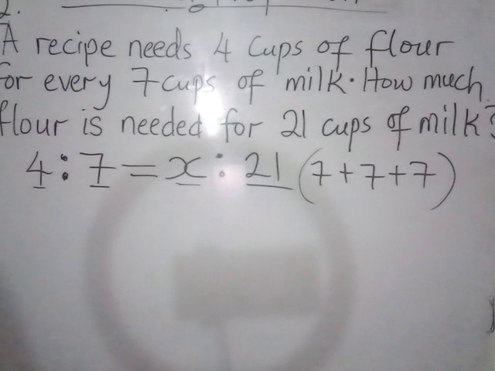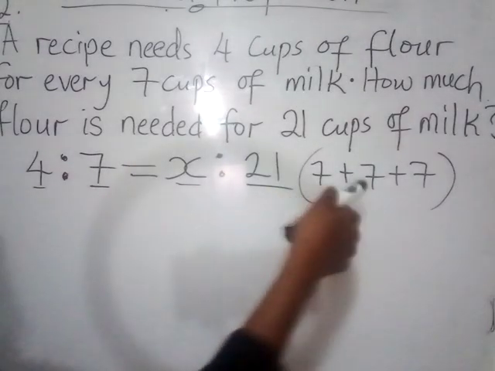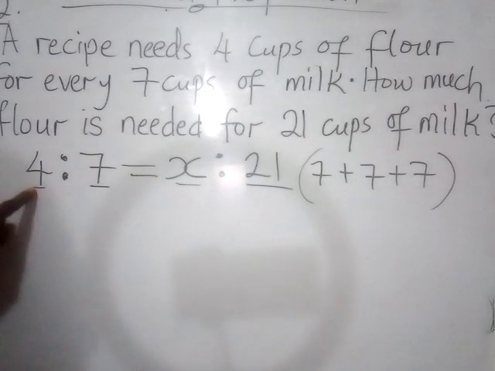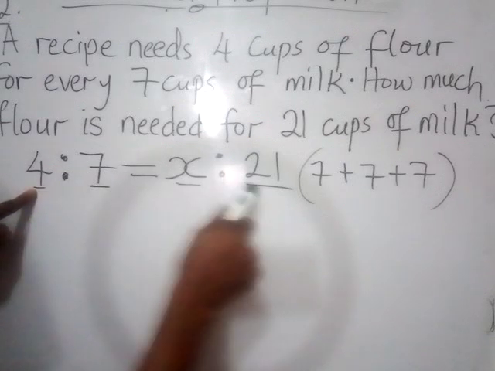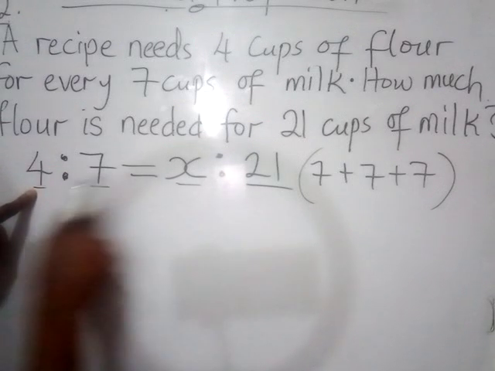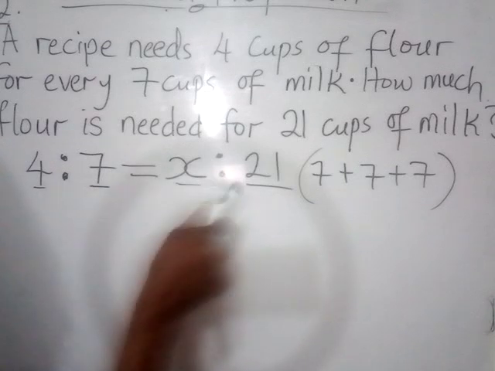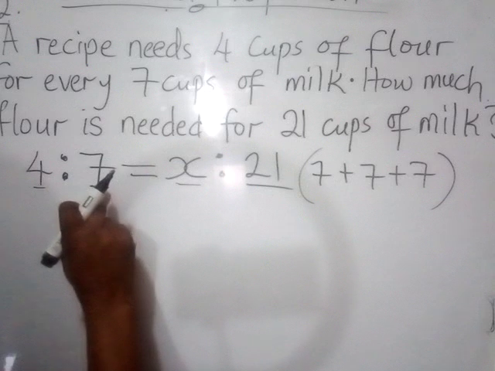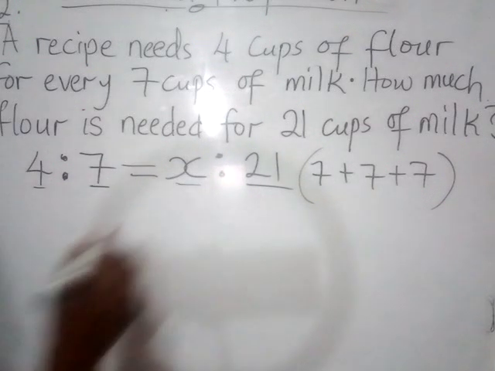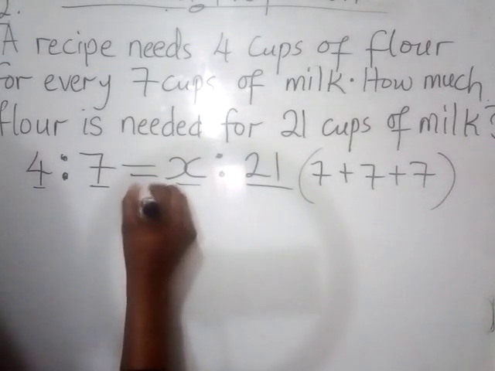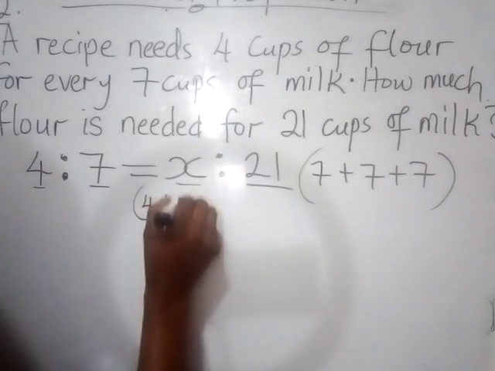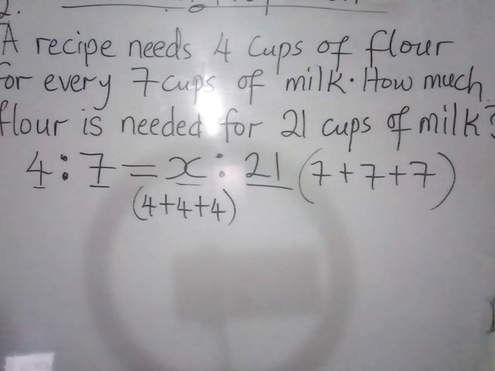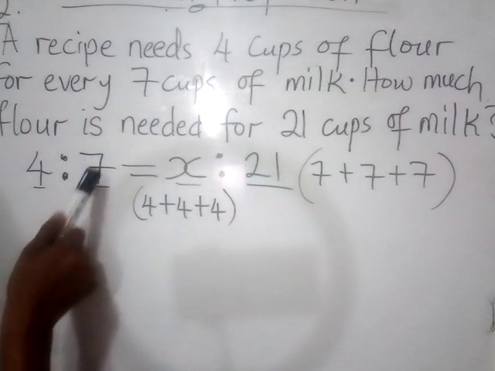That means if the first one now has increased to 3 times the normal quantity of milk, the same thing is going to happen to 4. Remember, the two are equivalent ratios. They are equivalent what? Ratios. So if 7 now has increased to 3 times its normal quantity, 4 also is going to increase. That means this x now is going to be 4 plus 4 plus 4. That's what it means, because 21 is 3 times 7.